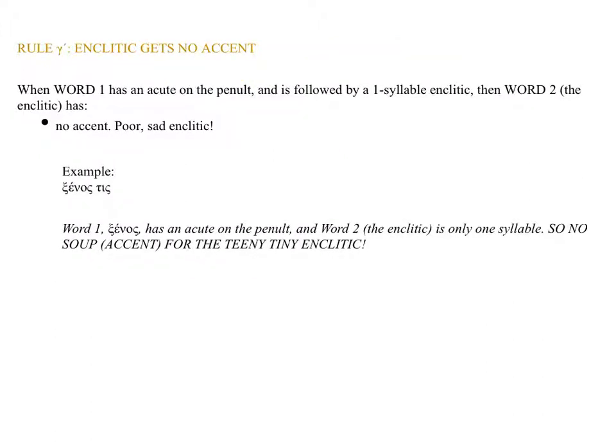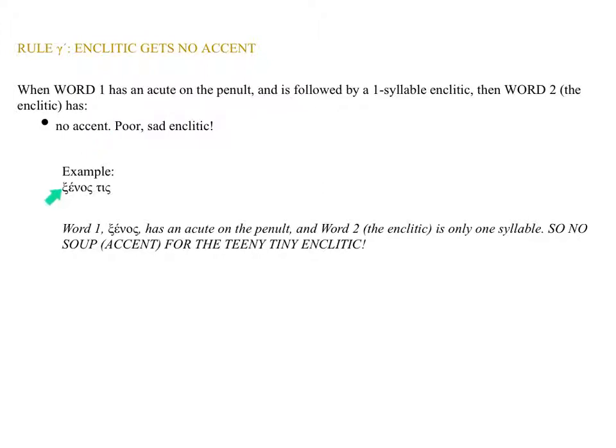Okay, so now we're on to our third rule, rule gamma. And this is very linked to the previous rule, rule beta. So we were just talking about enclitics getting an accent on the ultima when word 1 has an acute on the penult. So this is the situation in which an enclitic doesn't get an accent. So when word 1 has an accent on the penult, but it's followed by a 1-syllable enclitic rather than a 2-syllable enclitic, then word 2, which is the enclitic, has no accent.